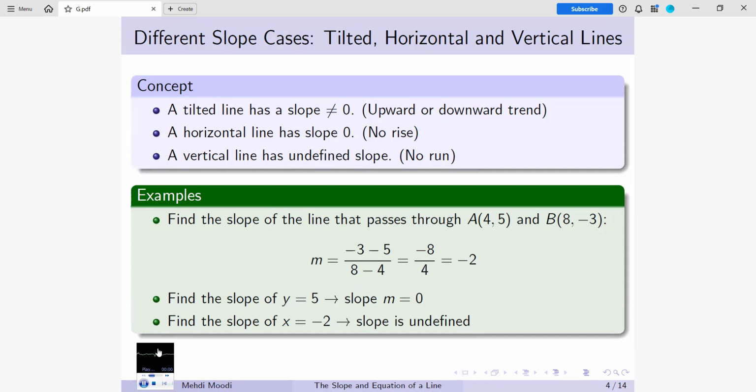A horizontal line is a dude on vacation, just not doing anything. A vertical line? That's someone falling down an elevator shaft, infinitely steep. Or shall we say undefined slope.